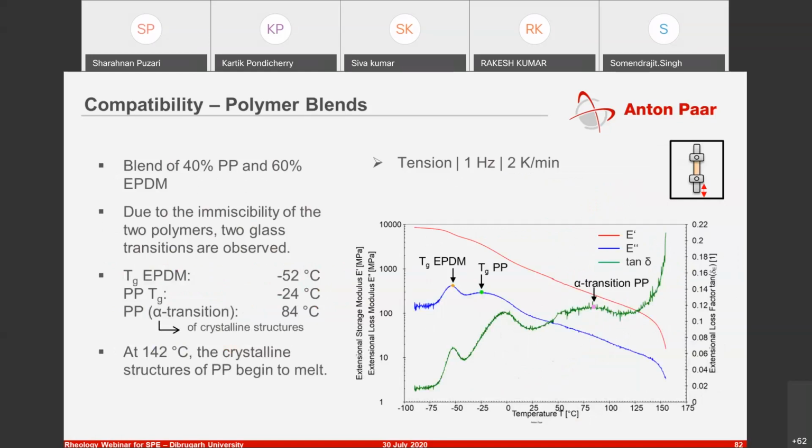And you could also look at the compatibility of polymer blends. If you are taking two different polymers and blending them together, are you going to get 100% compatibility between them? Are they going to mix with each other properly? In this particular case, you have two different polymers, and you see two individual peaks of E double prime. Those individual peaks indicate that you have two glass transition temperatures for two different components. Had they been 100% compatible, this wouldn't have been the case.